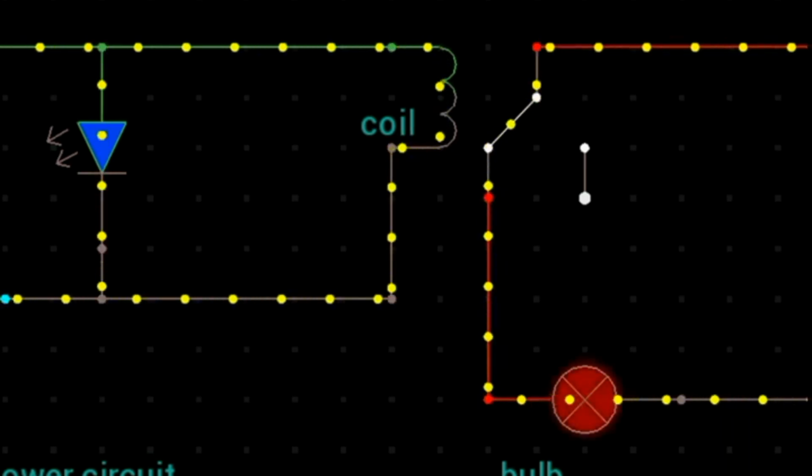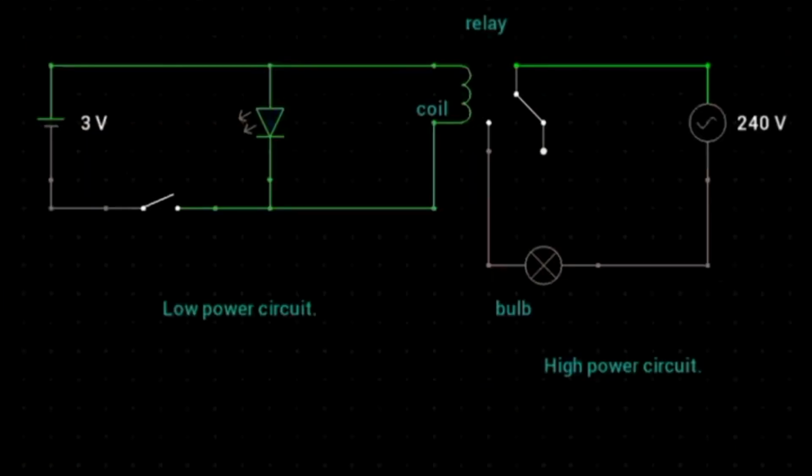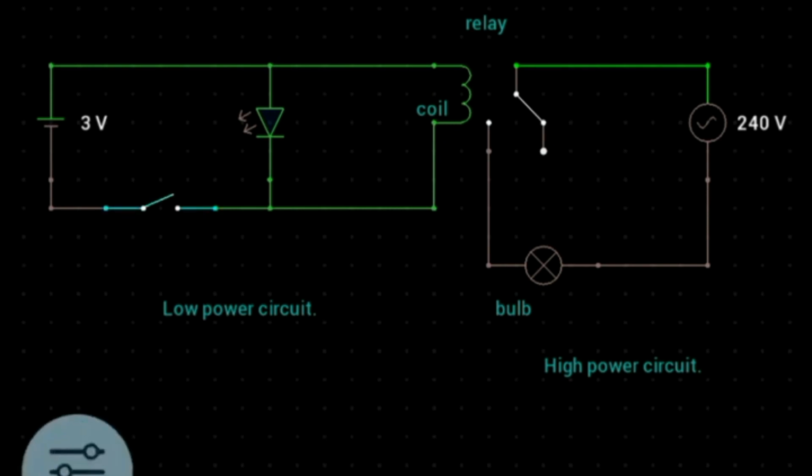Let's explain the whole circuit. These are two different circuits. A low voltage circuit with a 3 volts DC power supply connected to the coil of the relay. Then we have a high voltage circuit on the other side of the relay connected to a 240 volts AC supply. Which means, the low voltage circuit and the high voltage circuit are not electrically connected.